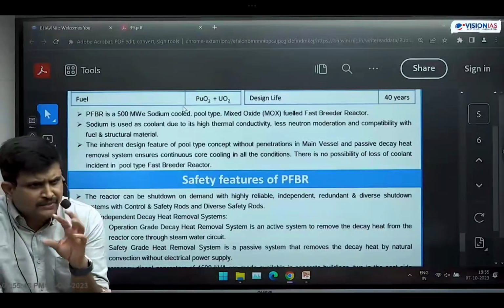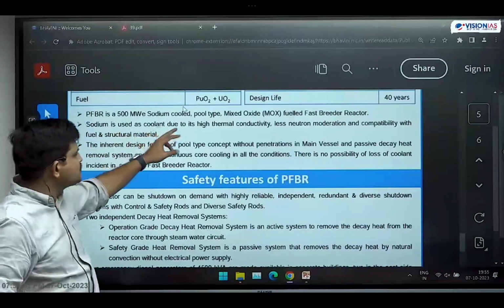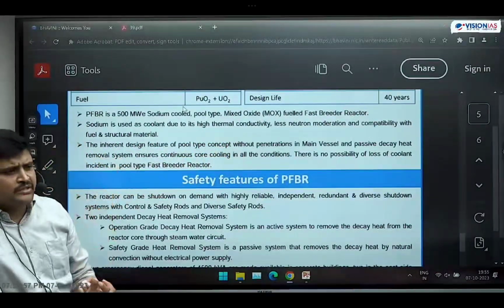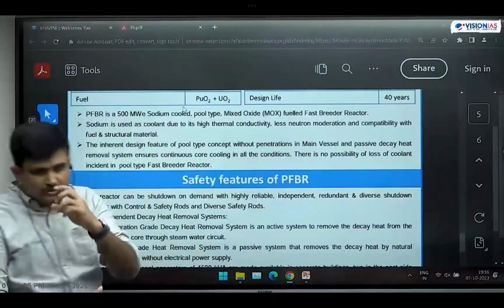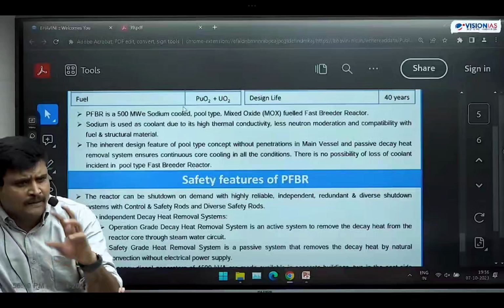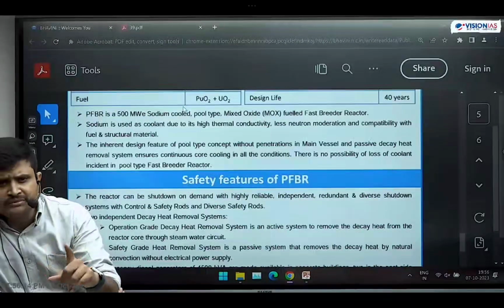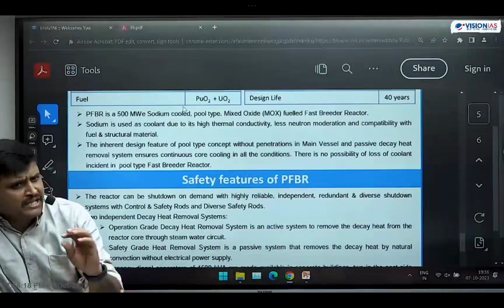So understood? Once again I will explain it. Listen carefully. First point is sodium is used as a coolant due to its high thermal conductivity. Thermal conductivity means it can hold high temperatures. Next one is less neutron moderation. If you use heavy water as a coolant, it will moderate the speed of neutrons, and that is the problem. Here when you use liquid sodium, it doesn't show any effect on neutrons. Only a minor effect will be there, if at all.